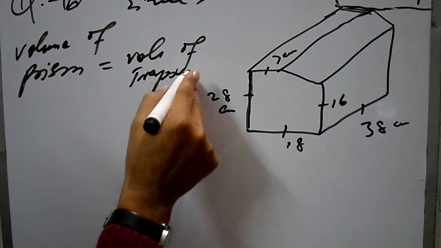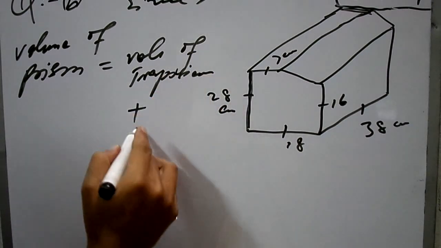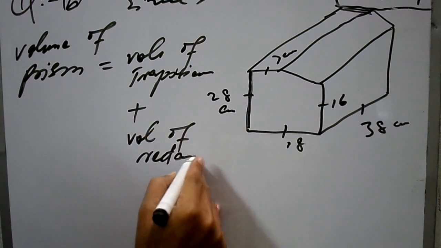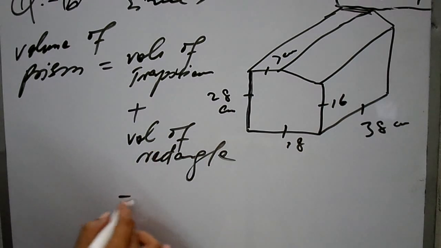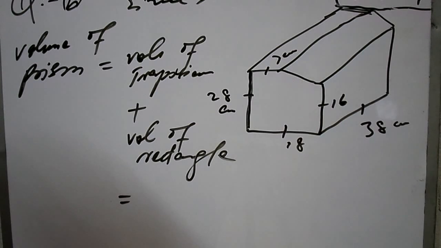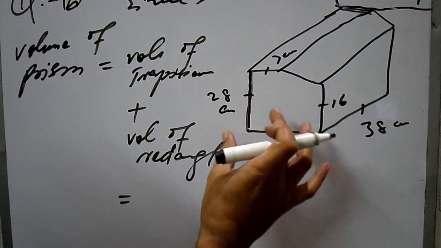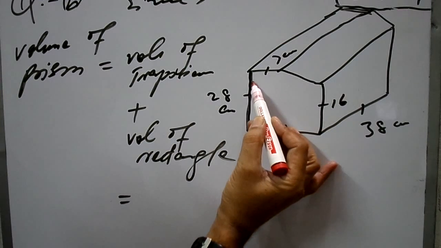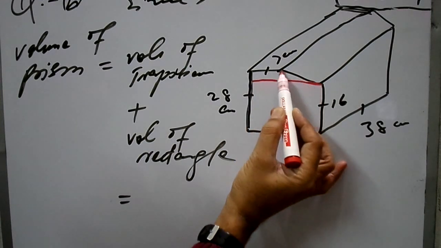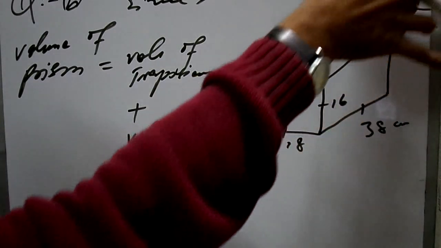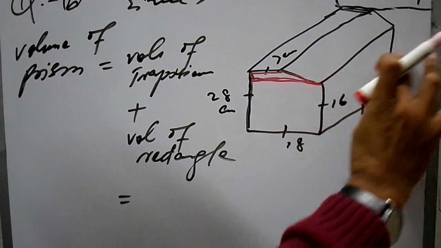plus volume of rectangle. So that will give you the total volume of this. Now in this case the rectangle can be distinguished from your trapezium. For example, suppose that is your trapezium. If I cut this piece thoroughly, that is your trapezium, and the rest one is your rectangle.